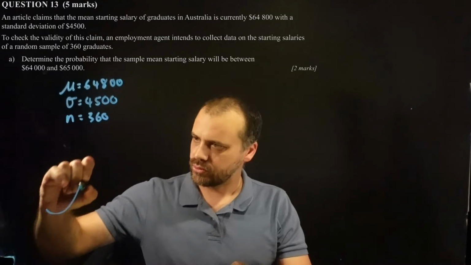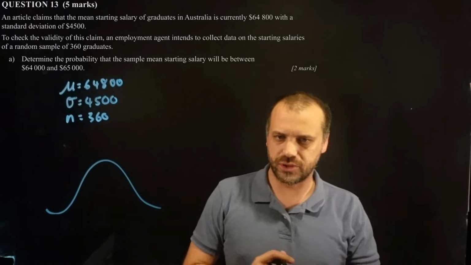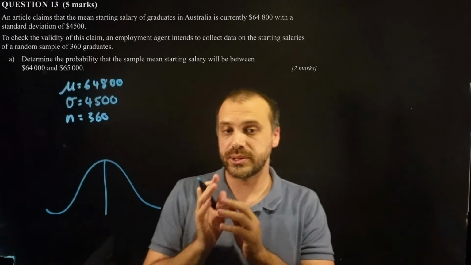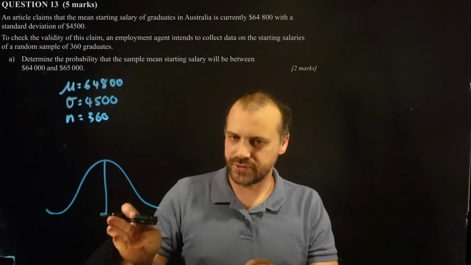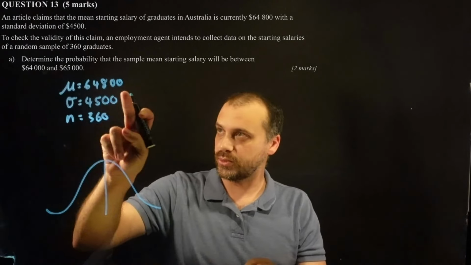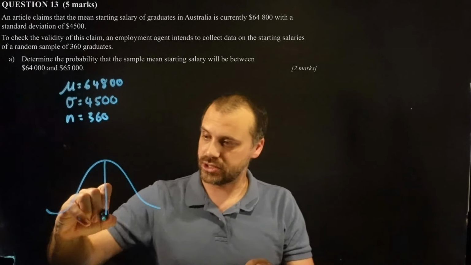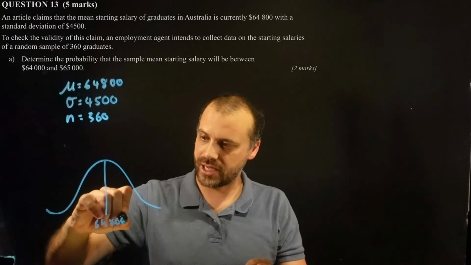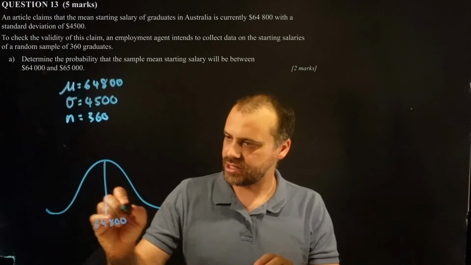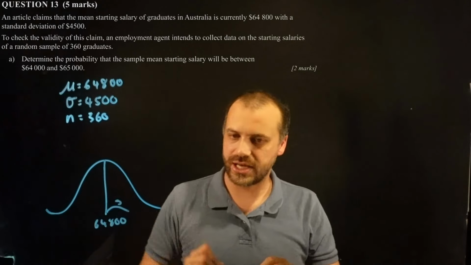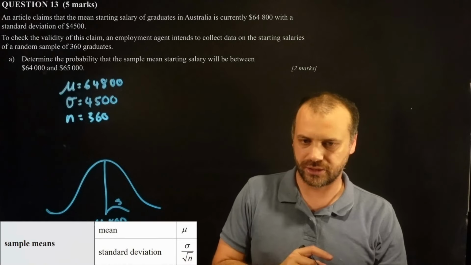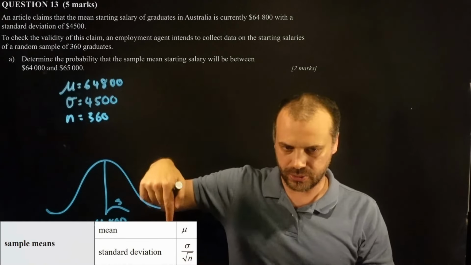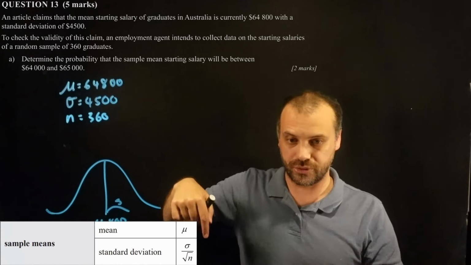So, we're doing a normal distribution here. Now, because we're doing sample means, we've got to be a little bit careful. Now, the mean of the sample means will be equal to the mean of the population. So it is going to be 64,800. But what is different is the standard deviation. Now that standard deviation, I have a formula for that. It's equal to sigma over root n.